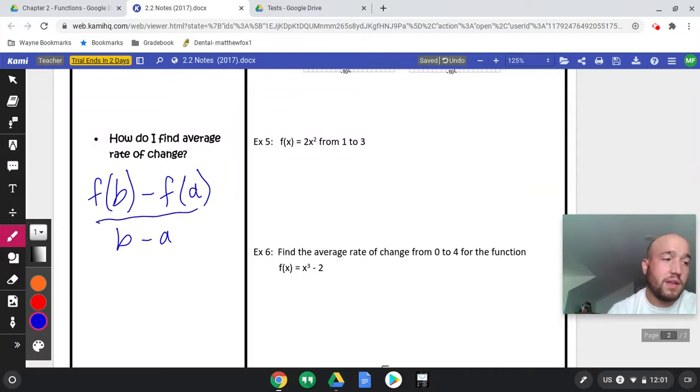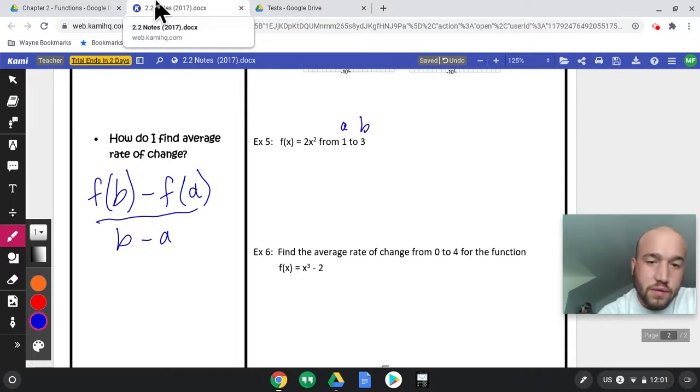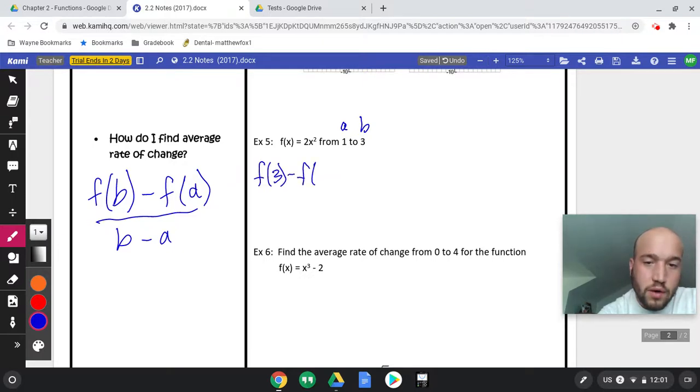So what we mean by that is if we're finding the average rate of change of f of x equals 2x squared from 1 to 3. Okay, the first number, that's going to be our a. The second one will be our b. We plug those in. Okay, so we're going to have whatever f of 3 is minus f of 1 all over 3 minus 1. So it's kind of up to you how you use your space.